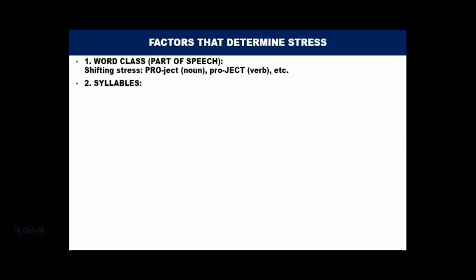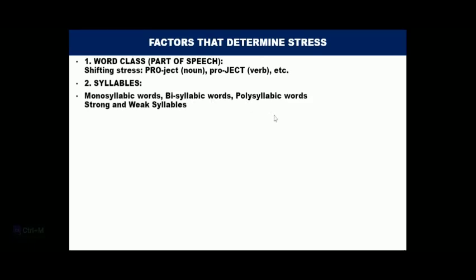Now, the second factor that determines stress is syllables, because we place stress on a particular syllable within a word. So when we are dealing with monosyllabic words or bisyllabic words, or polysyllabic words, our rules of stress differ. The rules that apply to monosyllabic words are different from the rules that apply to bisyllabic words. By the way, monosyllabic words are words of one syllable. Bisyllabic words are words of two syllables. Polysyllabic words are words of three or more syllables. And then we have strong and weak syllables as well, and all these determine how we place stress.